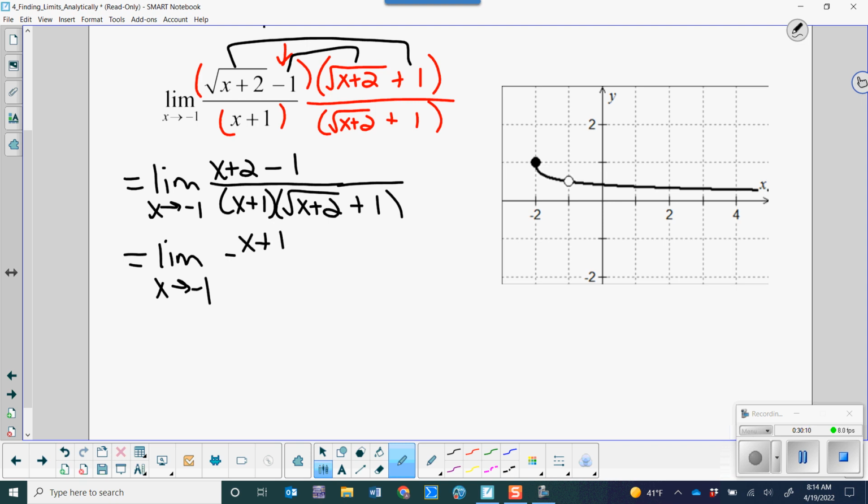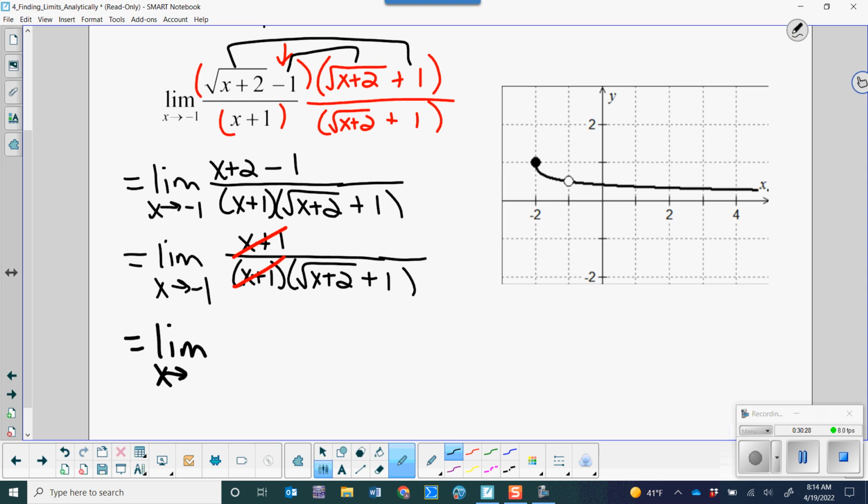Top is x plus 1. Bottom is x plus 1 times this square root thing that we made. And guess what? This is why we don't multiply out the bottom, because look what happened. Now you have factors in common that can cancel. Now, before you think the top just disappeared, it didn't disappear. X plus 1 over x plus 1 is 1. So there is a 1 in the top. Then this is your bottom.